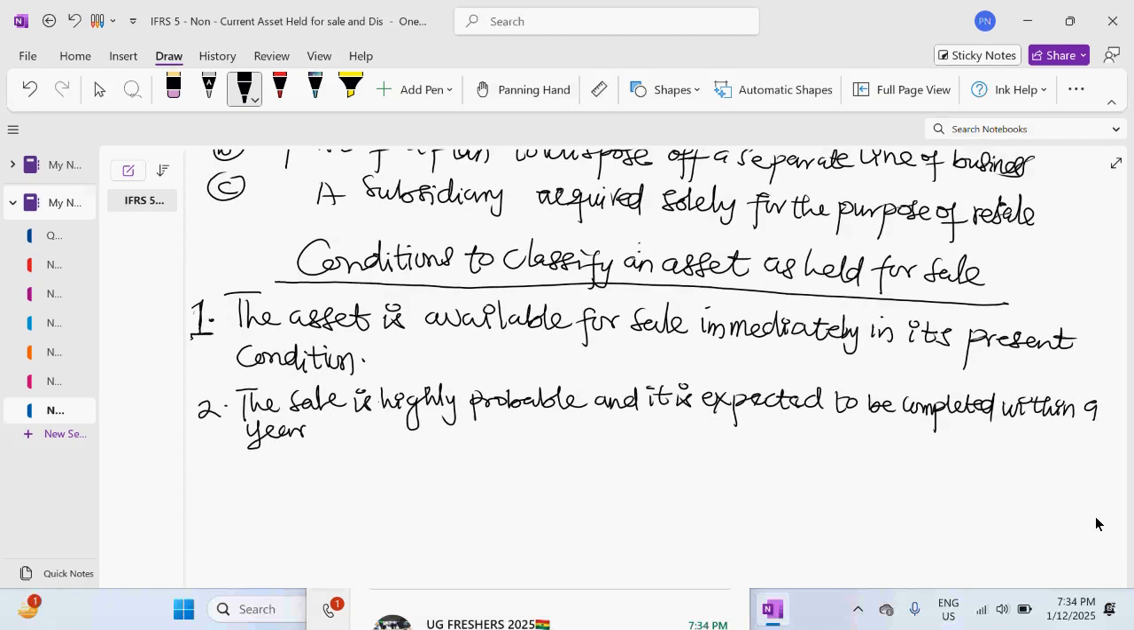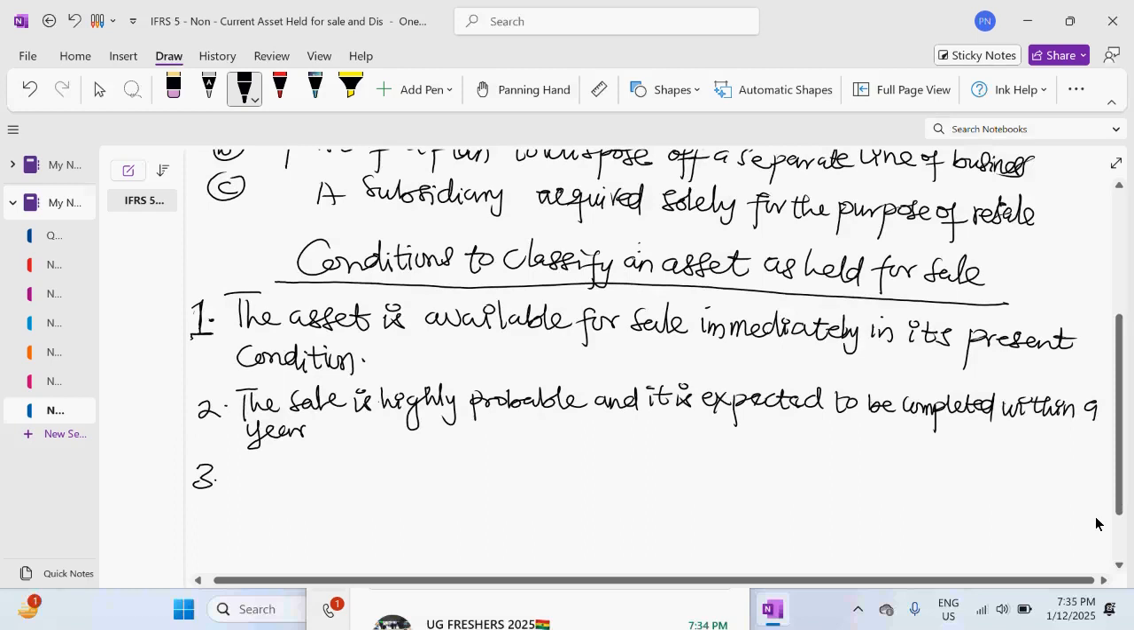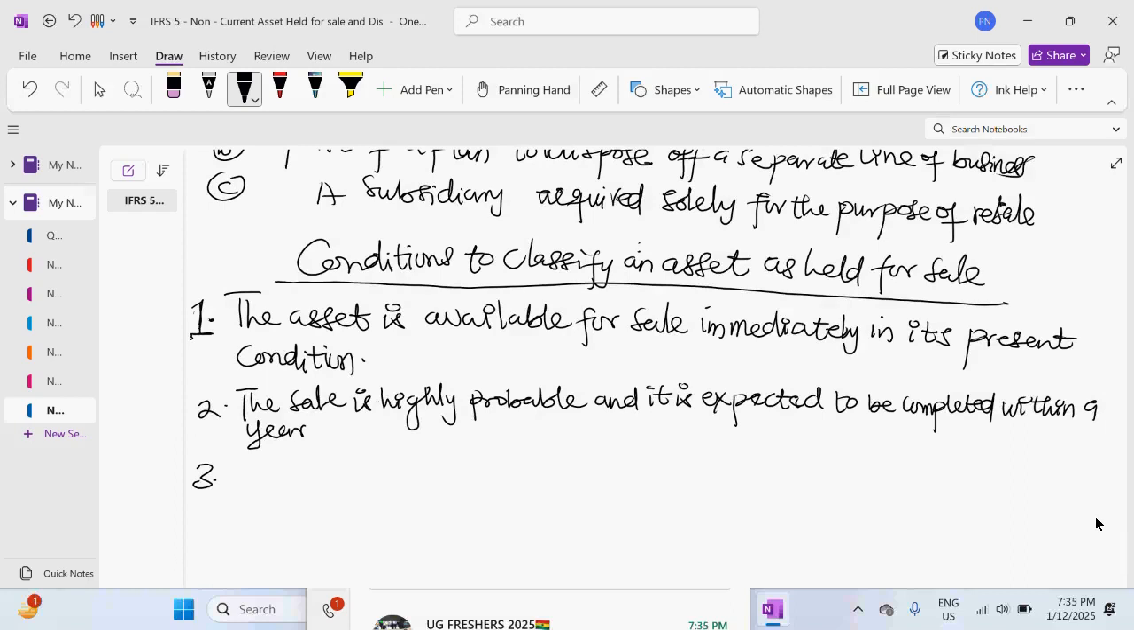So the sale is highly probable to occur, and it is expected to be completed within a year. Not that you will sell in the next 2 years. If you will sell in the next 3 years, that doesn't give us a condition to classify it as an asset held for sale in this current financial statement. So that is the second condition. Before you classify, you make sure that all these conditions are available.